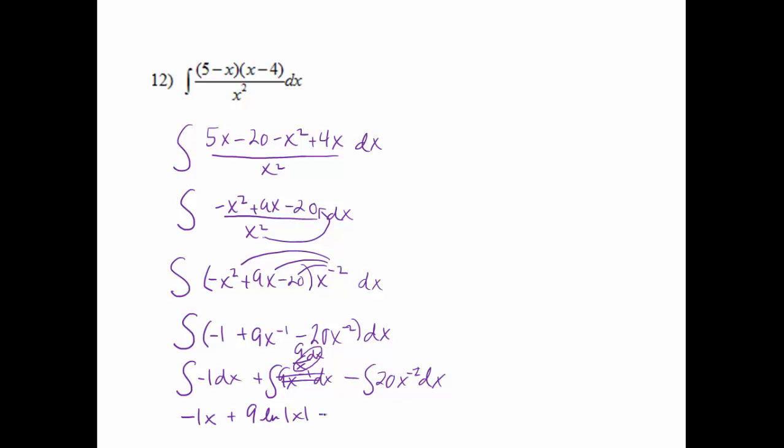So that part's done. And then minus, on this one right here, I can add 1 to the power. So I'm going to get 20x to the negative 1 times the reciprocal of that new power. So the reciprocal of negative 1 would still be negative 1. Okay, so cleaning this up, I'm going to have negative 1x plus 9 ln x plus 20 over x, because I'm going to move this back down to the denominator, not necessary, but I did, and then plus c.